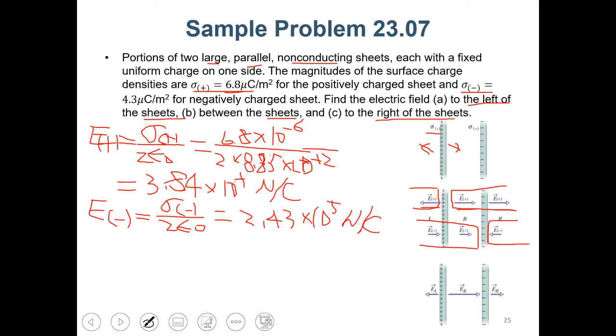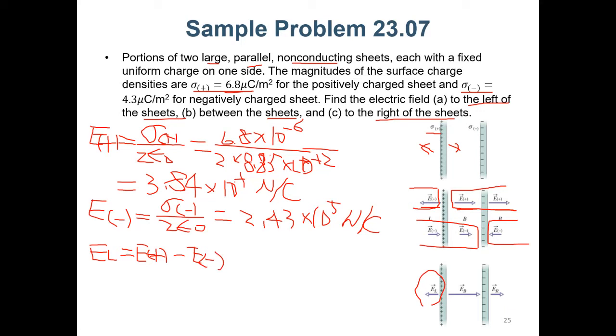So actually E left would be E plus minus E minus, because they have opposite directions. This one is larger, so it will be 1.41 times 10 to the 5th power Newton per Coulomb.